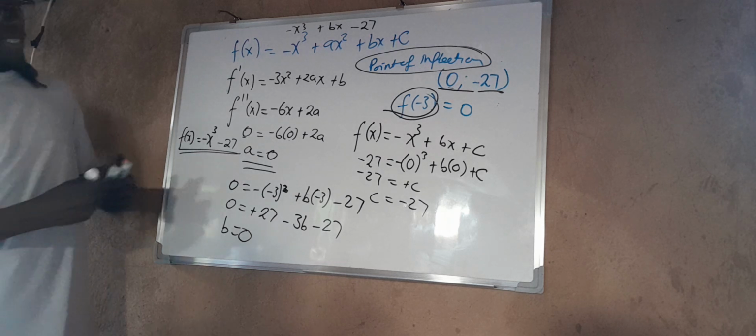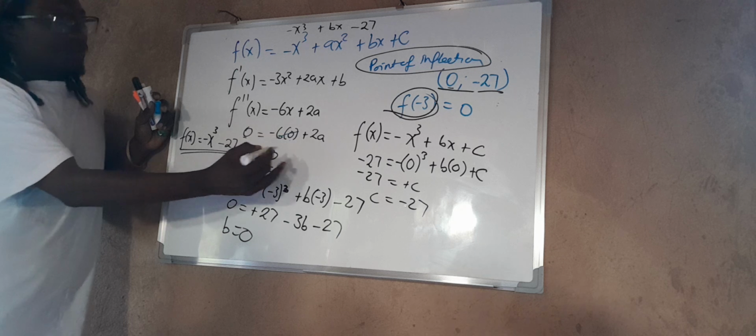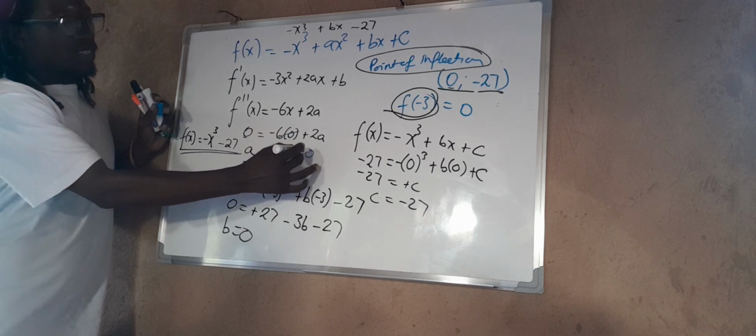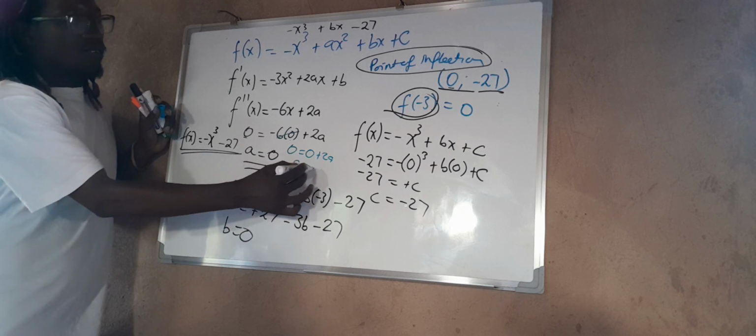a becomes 0 because this one becomes 0, right? So it means that 0 is equal to 0 plus 2a. If we divide throughout by 2, then our a is equal to 0.